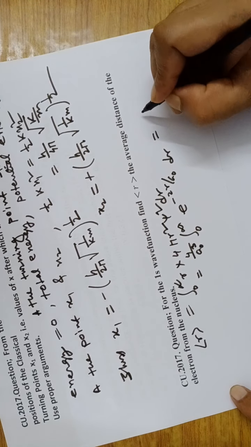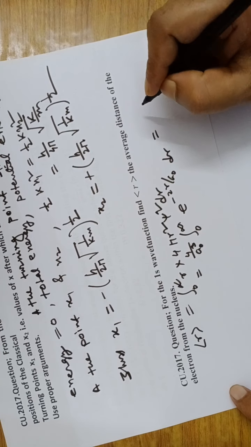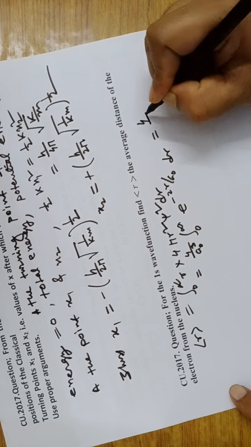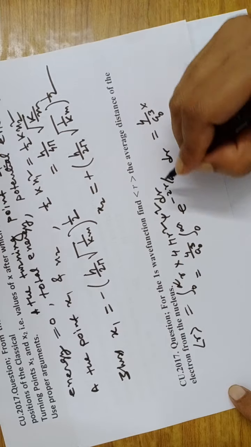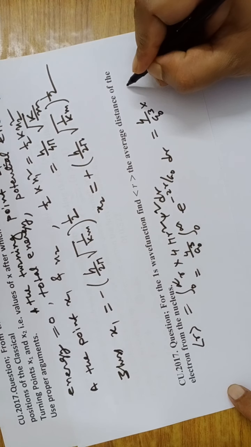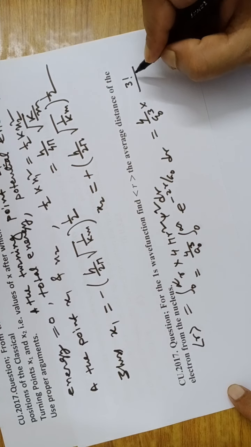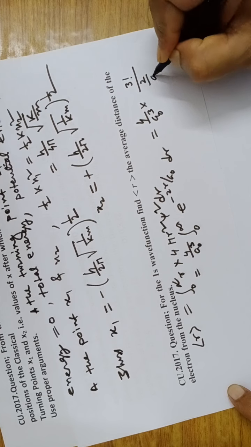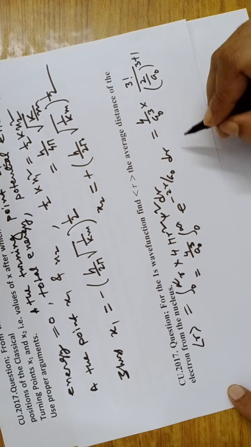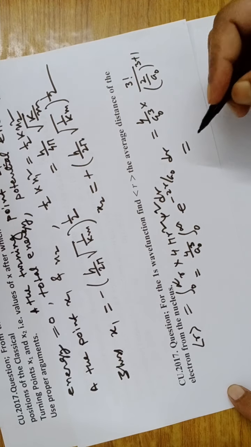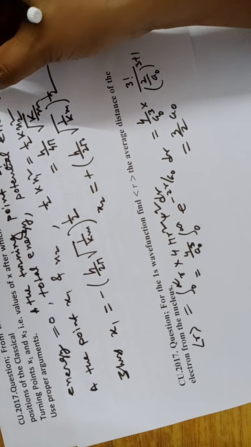What is this actually? Using the gamma function we can also get 4 by a0 cube into, from the gamma function, 3 factorial divided by 2 by a0 to the power 3 plus 1. So this is actually what? This is actually 3 by 2 a0. So this is solved.